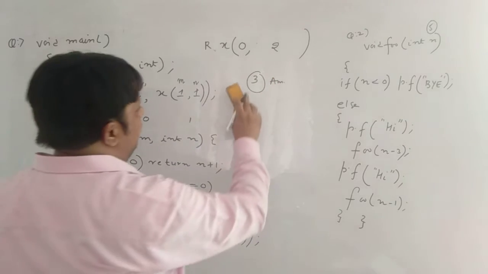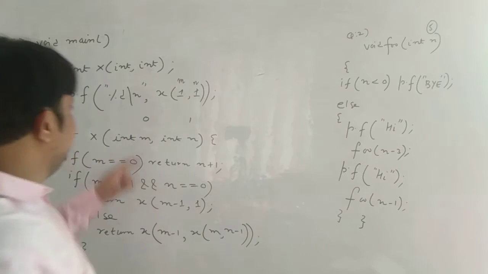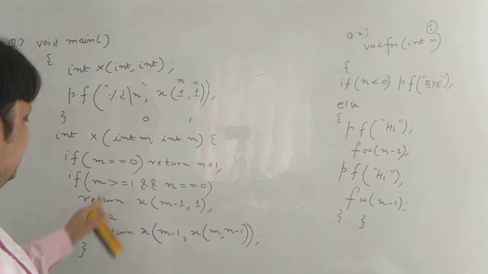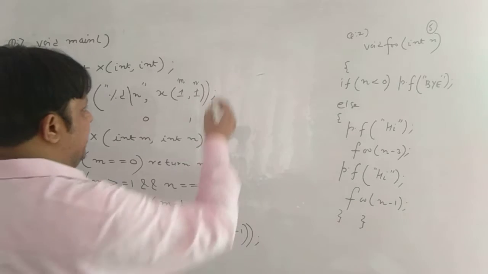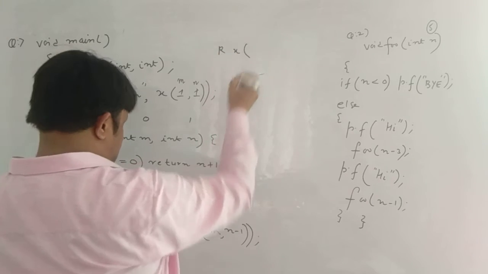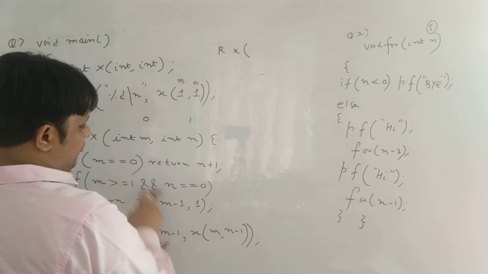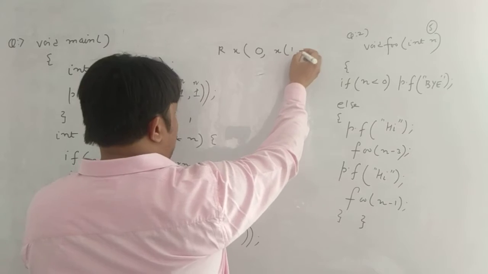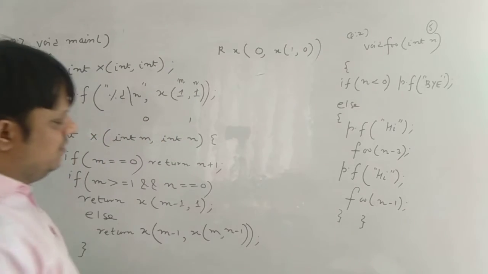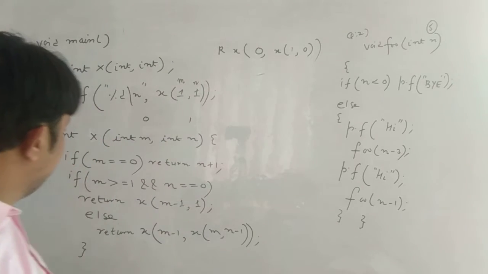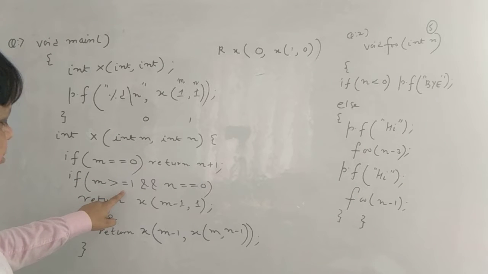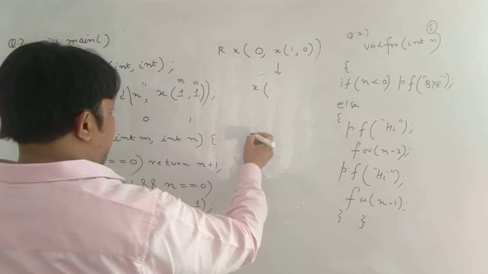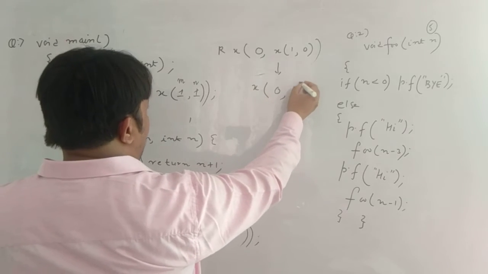Now let me trace it once more. See, initially x is 1, this is 1, so 1 comma 1. This condition is false, this condition is false, so we will go to this statement. Return x(m minus 1, ...), the value of m initially is 1, 1 minus 1 is 0, comma x(1, 0). Now we will call this function 1 comma 0. This condition is false, but this condition is true. So it returns x(m minus 1, 1), 1 minus 1, 0 comma 1.